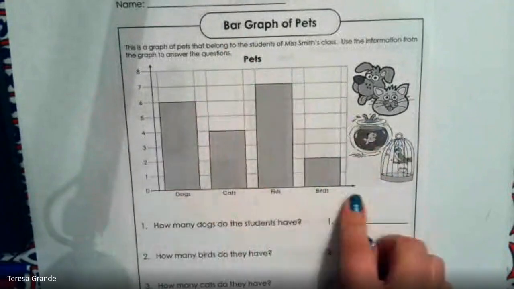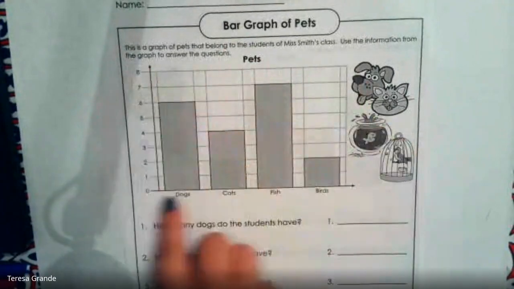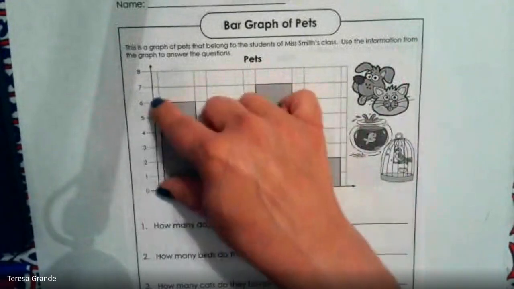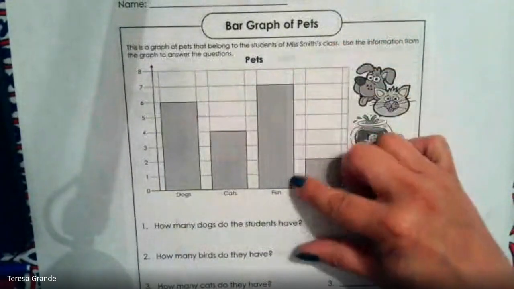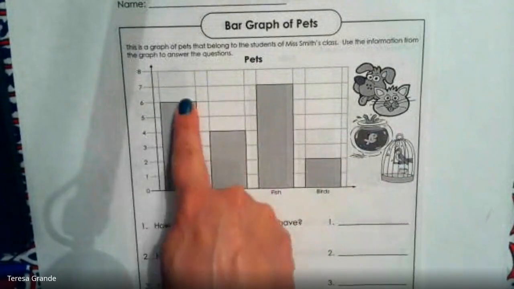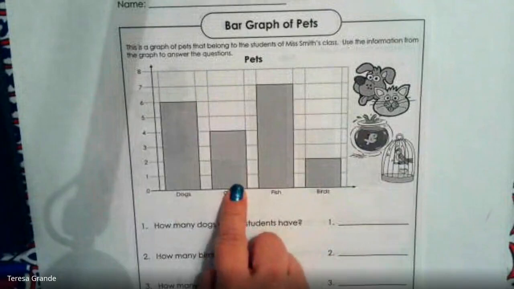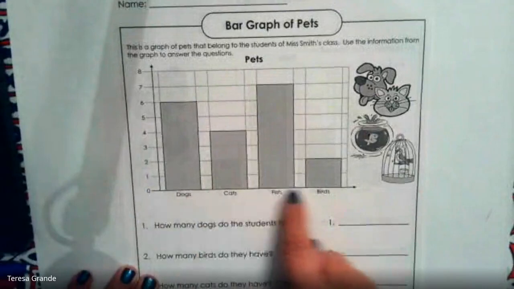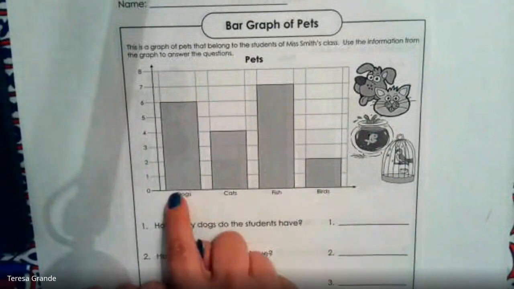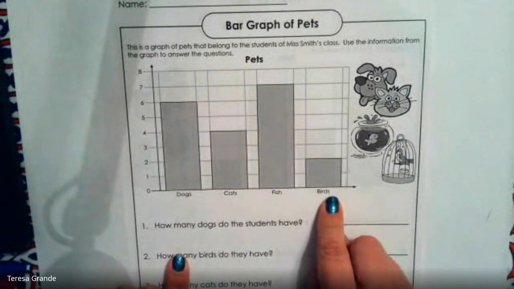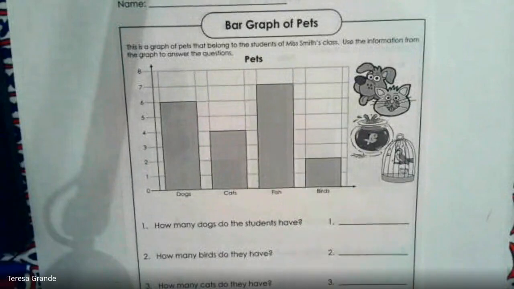I'm sure some of you have seen what a bar graph looks like. This is an example of a bar graph. What a bar graph does is it takes numbers and you put them into a bar, okay? So that you can easily look across to see how many of each thing there are with the bar. So the numbers are going up here, which shows you how many. On the bottom, going across from left to right, is what we are measuring or what we are taking the numbers of. In this case, we are talking about pets that belong to the students in Miss Smith's class.